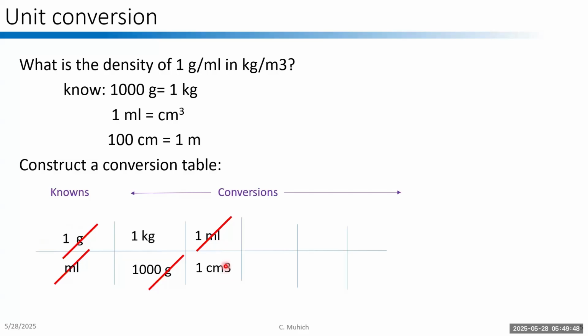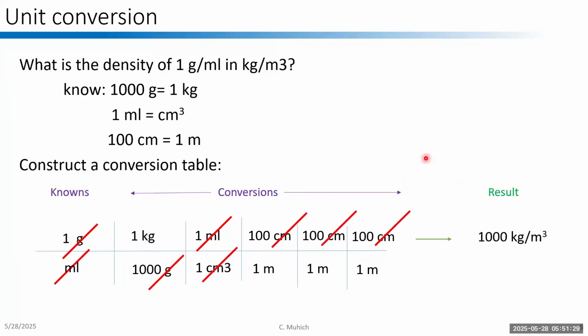I now need to get rid of the centimeters. I put 100 centimeters up on top, per meter, because that will get rid of one of these 3 centimeters in the centimeter cubed. And I need to do this a total of 3 times to get rid of the 3 centimeters. And then that gives me 1,000 kilograms per cubic meter.